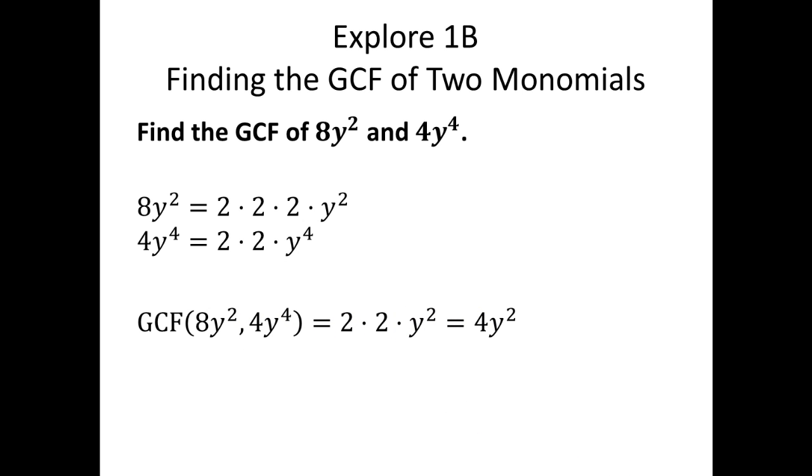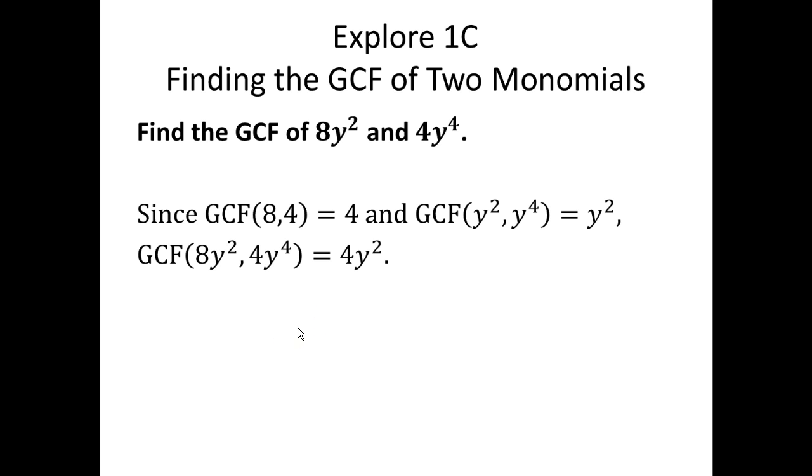Another way of looking at this, and probably the more efficient way, is whenever you're finding the GCF of monomials, what you do is you find the GCF of the coefficients first. So my coefficients are 8 and 4. The greatest common factor of 8 and 4 is 4. And then you find the greatest common factor of each variable part. So notice that the greatest common factor of y squared and y to the fourth power is y squared, the lowest power of y that I see. So therefore, the greatest common factor of both monomials would be 4 times y squared.